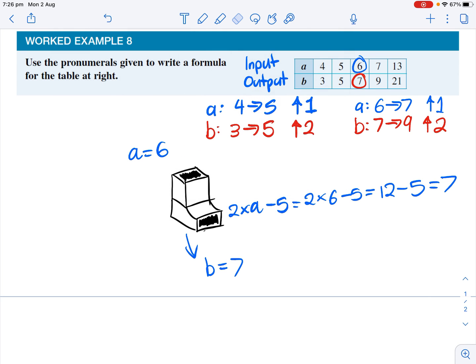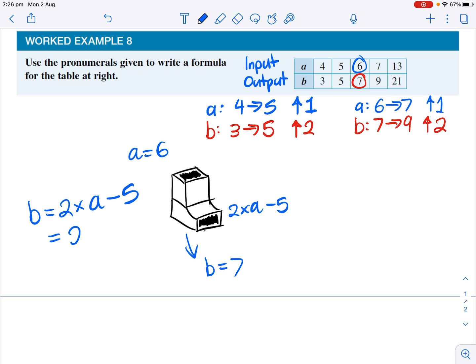So that's the rule we're working with: 2 times A minus 5. And you would write that as B equal to 2 times A minus 5. And remember, you do not need multiplication signs, so it would just be B equal to 2A minus 5.